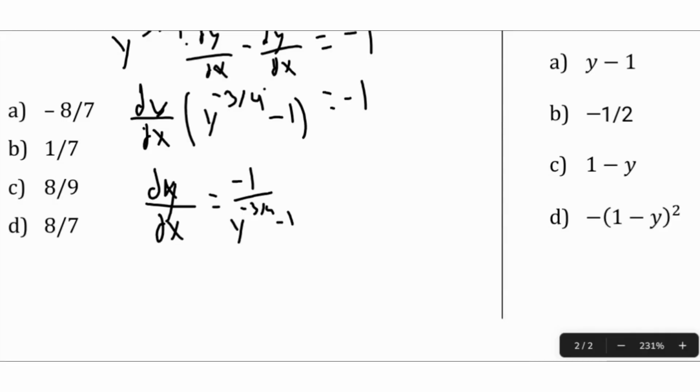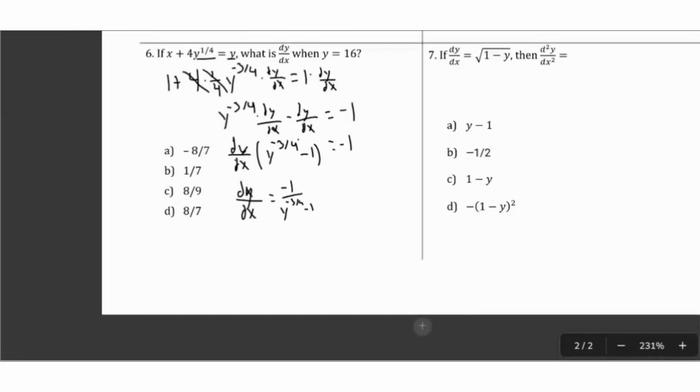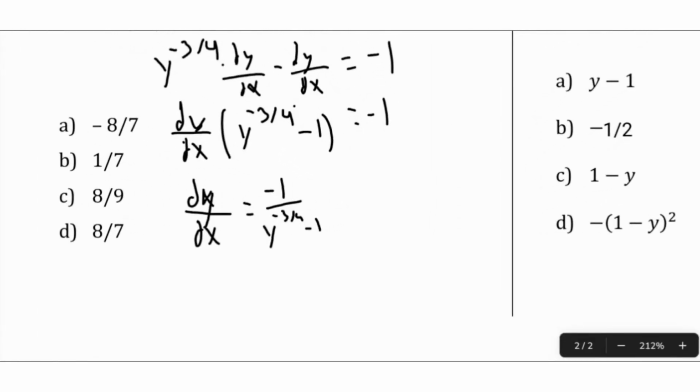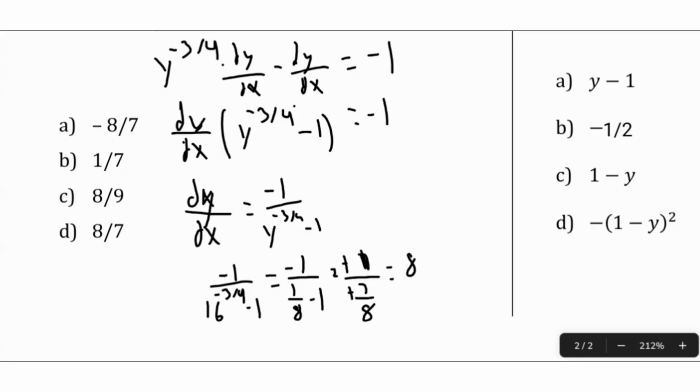And if we evaluate this at y equals 16, we get negative 1 over 16 to the power of negative 3/4 minus 1. Now this is equal to, 16 to the negative 3/4 is equal to 1 over 8. And then minus 1 here, this is equal to negative 1 over negative 7 over 8. This negative cancels out. This is equal to 8/7, which gives us D.